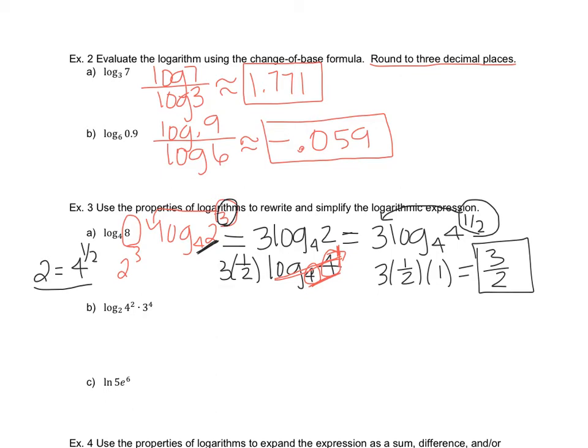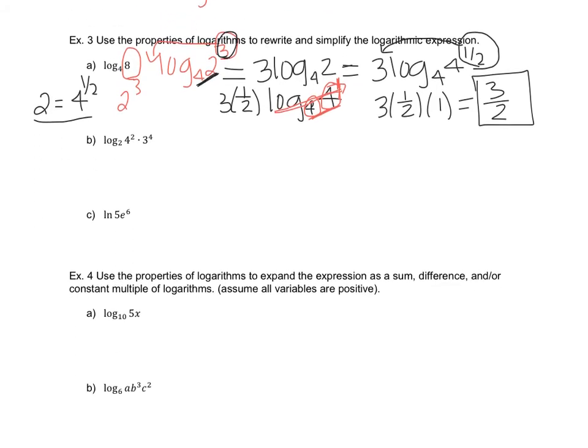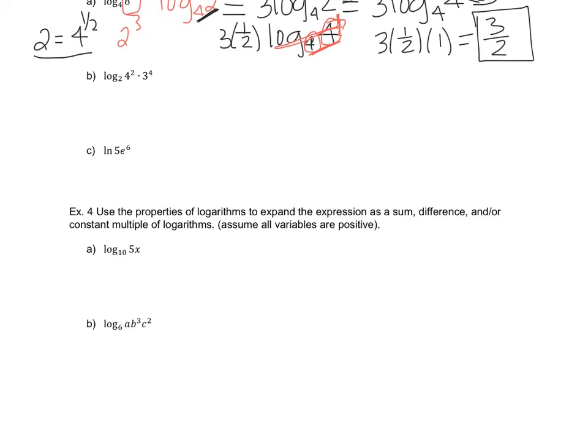So here on part B, notice I have 2 things that are multiplied. Now, what I can do is go ahead and expand that out. So in other words, I can separate that 4 squared and the 3 to the 4th. I can go ahead and separate those by splitting it into 2 logs with a plus sign. So if you notice, I can do this. This is log base 2 of 4 squared plus log base 2 of 3 to the 4th.